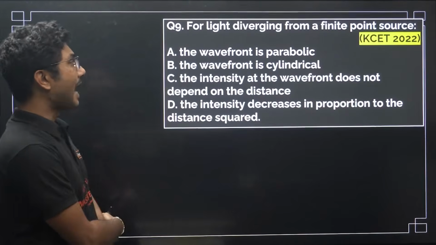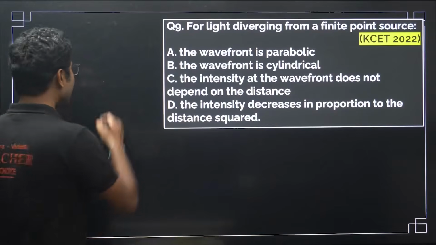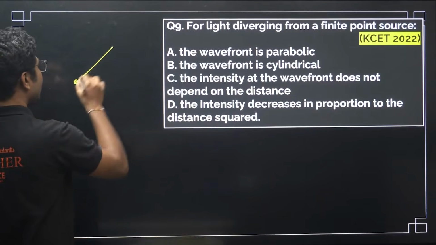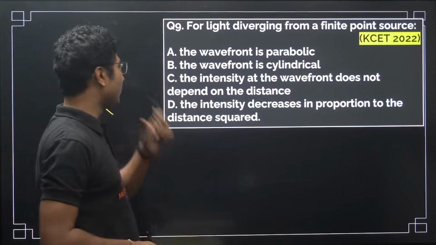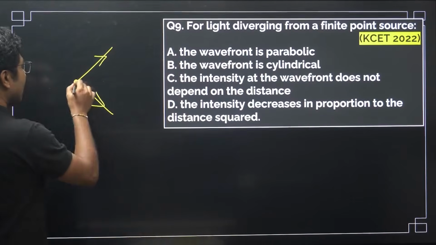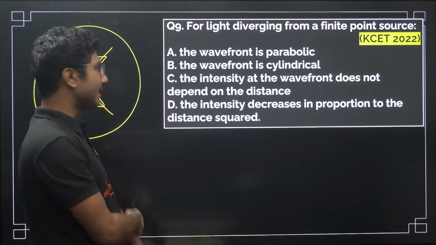For light diverging from a finite point source, what is the shape of the wavefront? Is the wavefront parabolic? No. Even if it is finite, it will still be a spherical wavefront. Is the wavefront cylindrical? Obviously not.